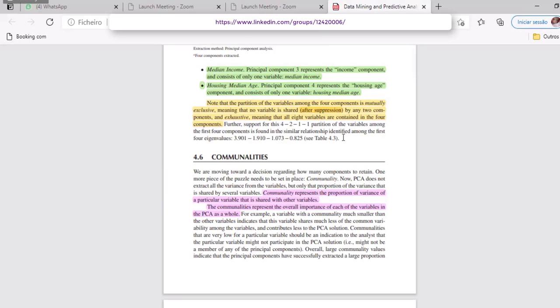Here we are talking about mutually exclusive components. Mutually exclusive components means a combination of components that are not related to each other, so they are completely independent, and they cover all the variables that we want to have in our study. So they have a good coverage, and they are completely independent.